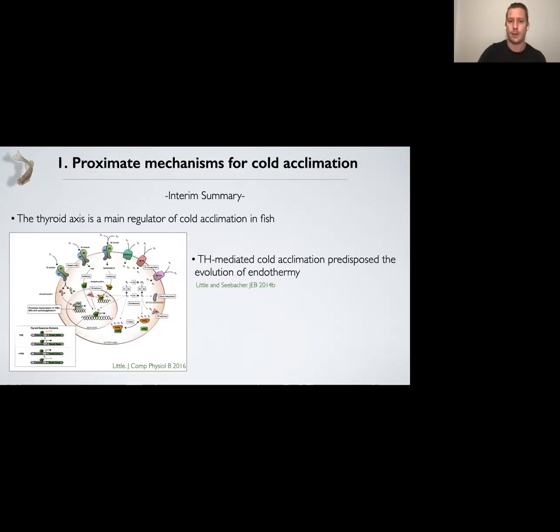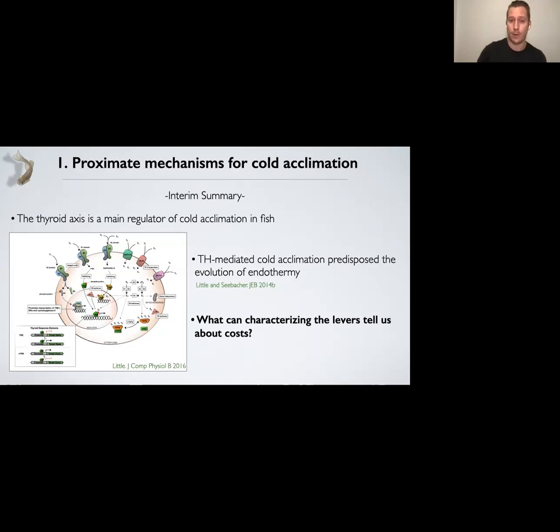In response to this work, I also came up with this compelling idea, that I thought was compelling, where thyroid hormone mediated cold acclimation in ectotherms. And this is an intermediary step in the evolution of endothermy. So this is really interesting because it looks like thyroid hormone co-opted the same levels of physiology in ectotherms that later were used to promote metabolic heat production or thermogenesis in birds and mammals. And this was specifically in response to the cold.